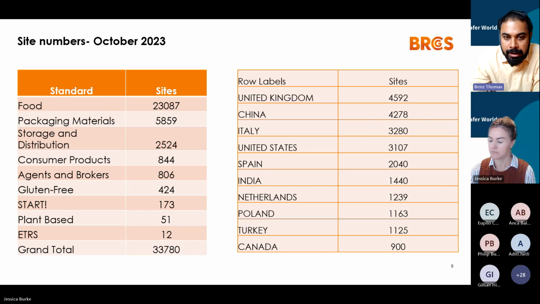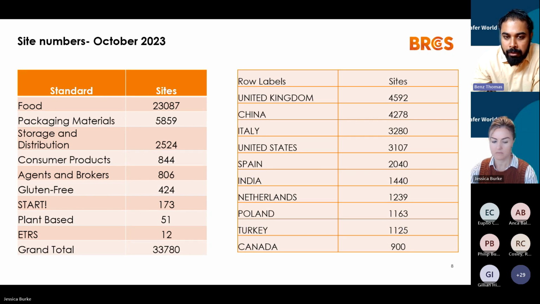In terms of the countries, we've got United Kingdom that leads. These are the top 10 where we operate. And amongst this, the biggest change that we think will happen is China will become number one, possibly sometime next year.